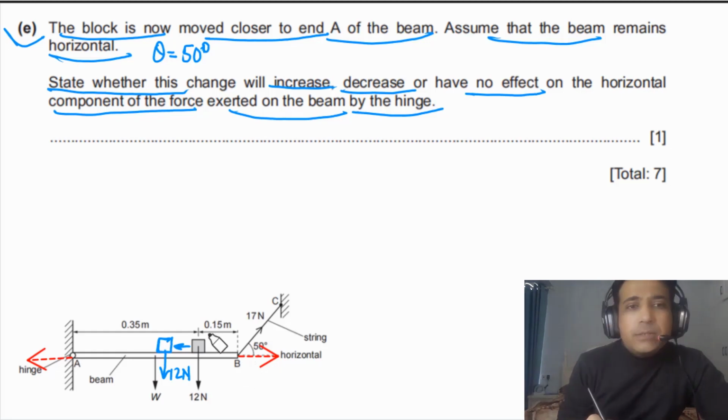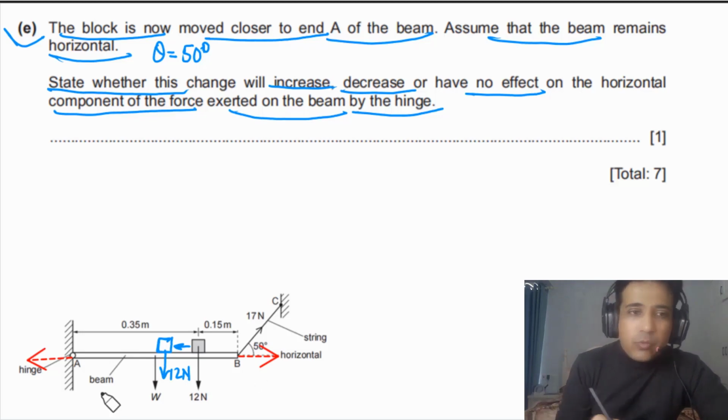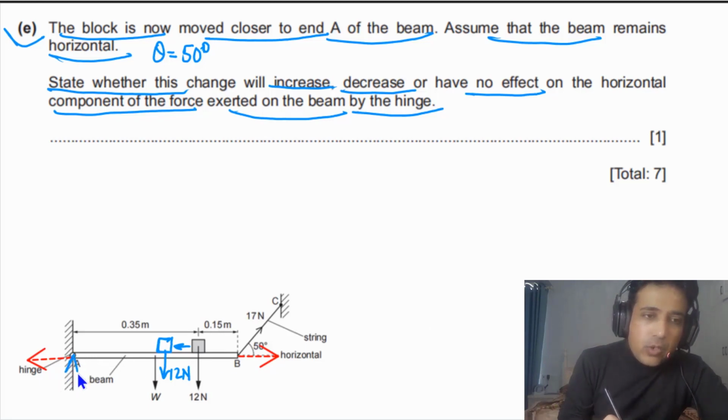Now the question is how we can figure out the effect on the horizontal component of the force exerted by the hinge on the beam. To figure that out, we can take moment about point A. So we will start taking moment about point A and then try to figure out the effect on the horizontal component. So we will take moment about this point.